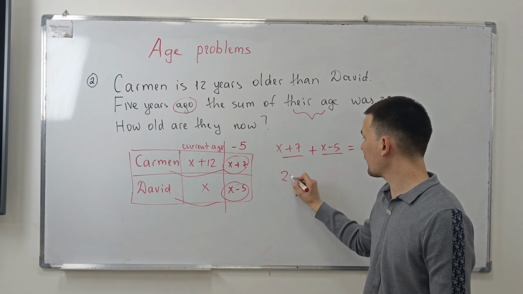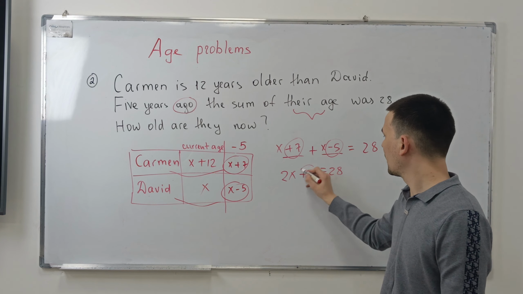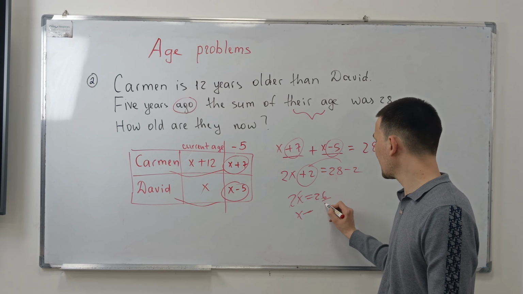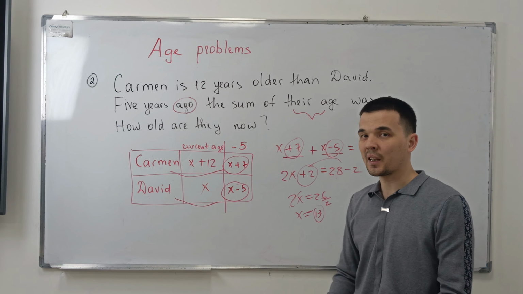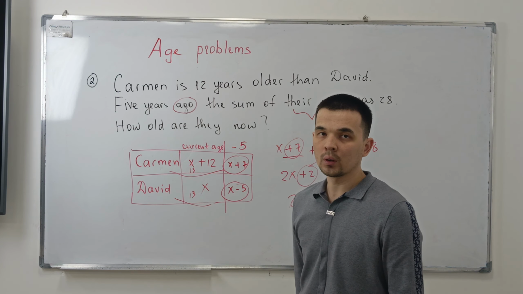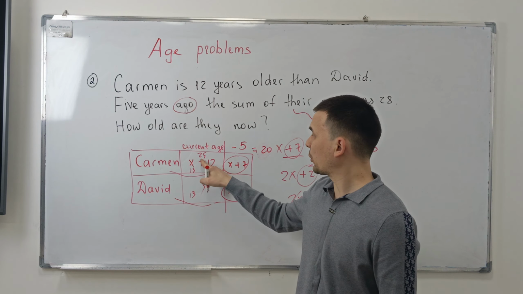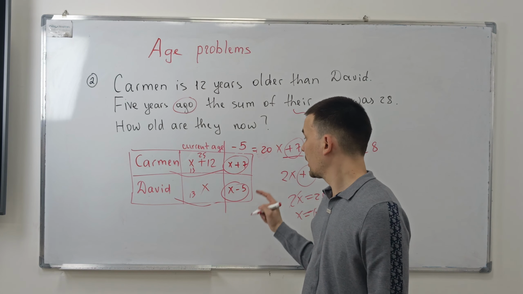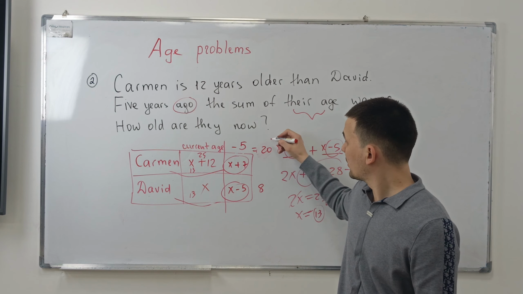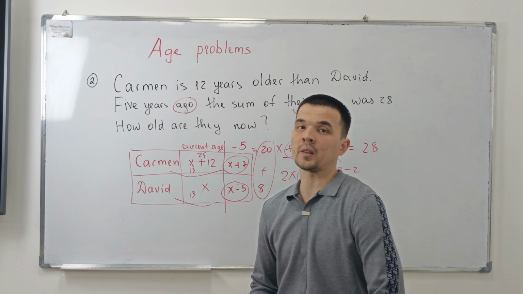Let's calculate that. We have got 2x plus 2, because it gives you plus 2, equals 28. Plus 2 should be sent as a minus, leaving you with 26, and our final answer is 13. Let's check that. If David is 13 years old, how old is Carmen? Of course, 25. 5 years ago, it was 20, because 25 minus 5 is 20, and David was 8. 5 years ago, the sum of their ages is 28. When you add it, it's of course 28, so the answer is correct here.